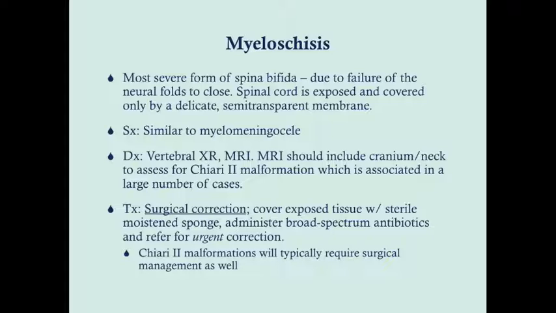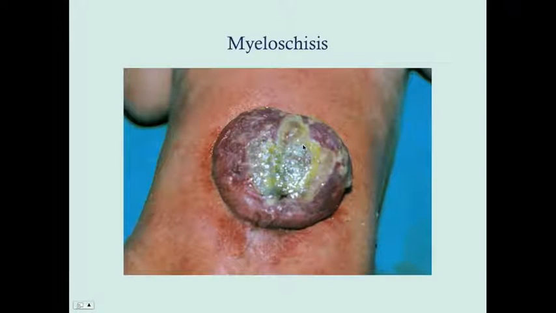For diagnosis, you're going to be doing the same thing, getting a vertebral X-ray and MRI, also including the cranium and neck, because you have an association with Chiari-2, and that's going to be associated in a large number of cases. These babies need to be treated ASAP. They'll get surgical correction. They need IV antibiotics. You want to cover that exposed tissue. But these babies just have a somewhat worse prognosis long-term than myelomeningocele. And then, of course, we need to also treat the Chiari-2 malformation. So here's myeloschisis. So here you see exposed spinal cord.